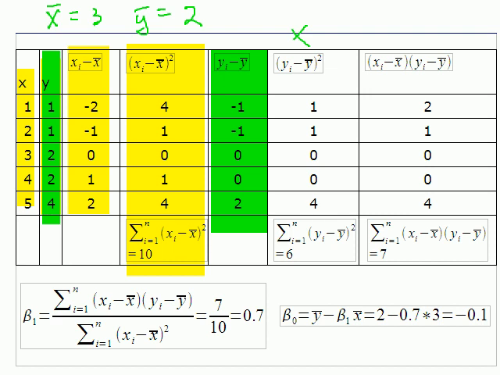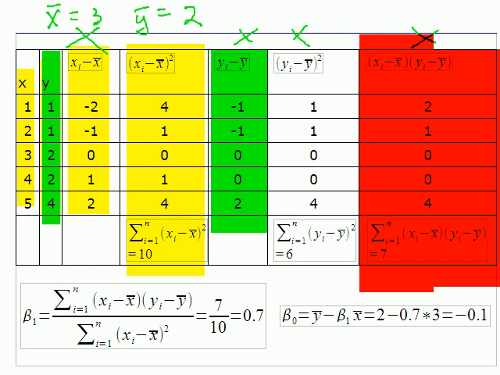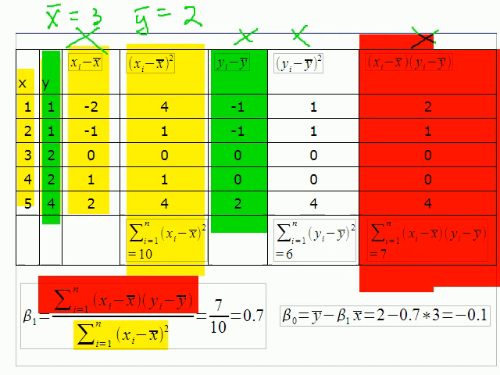And now you have to multiply these two columns. You're multiplying this column and this column together over here. You multiply those together and add them up and you get a 7. So for beta 1, here's your numerator, the 7, and the denominator right here, and you get an answer of 0.7. That's the slope of the line. For beta naught, take the mean of y, which is 2, minus 0.7, the slope you calculated right here, times 3, which is the mean for x, and you get minus 0.1 for your y-axis intercept.